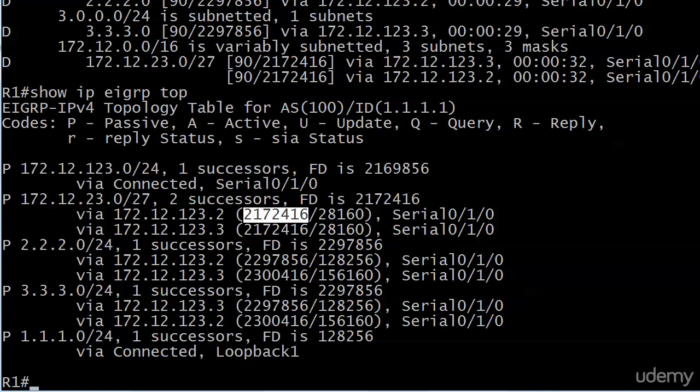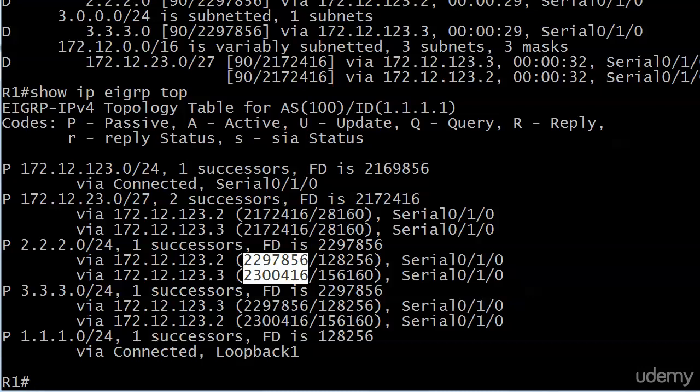The second number here is the advertised distance. It also has another name because this is networking. We like to have more than one name for the same thing. And I'll give you that name when we get to it. I just want to stick with feasible distance right now. That's the value we're concentrating on. Again, we've got two metrics here for the path to router 2's loopback. That's the one we're going to concentrate on first.